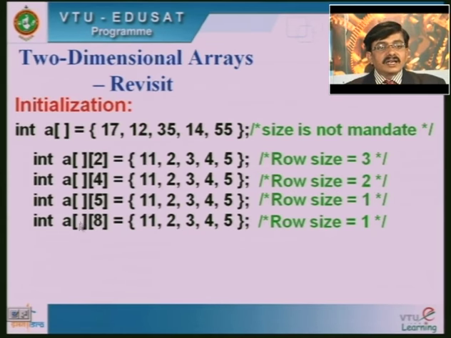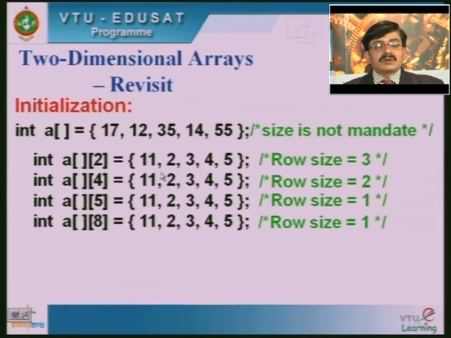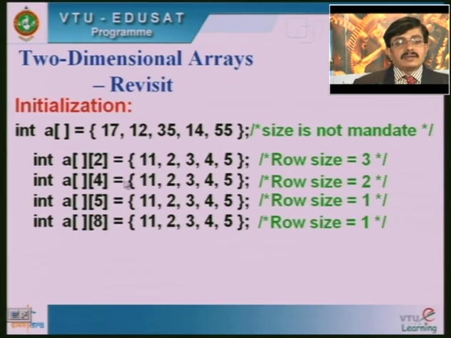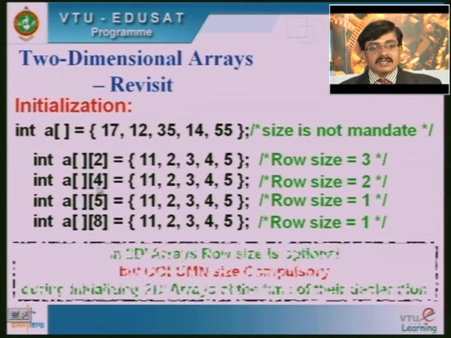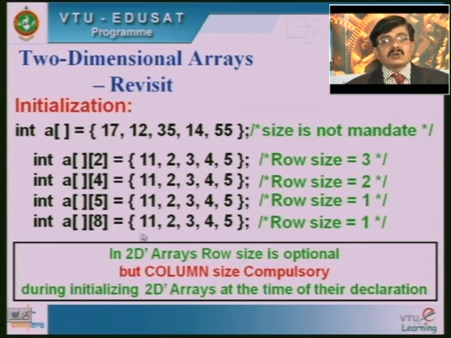So we can conclude that the row size may be omitted once you are initializing the 2-dimensional arrays at the time of the declaration, but the column size is compulsory. The column size is the guiding rule based on which we can conclude the row size of the 2-dimensional array. Thus we say that in 2-dimensional arrays, row size is optional, but column size is compulsory.